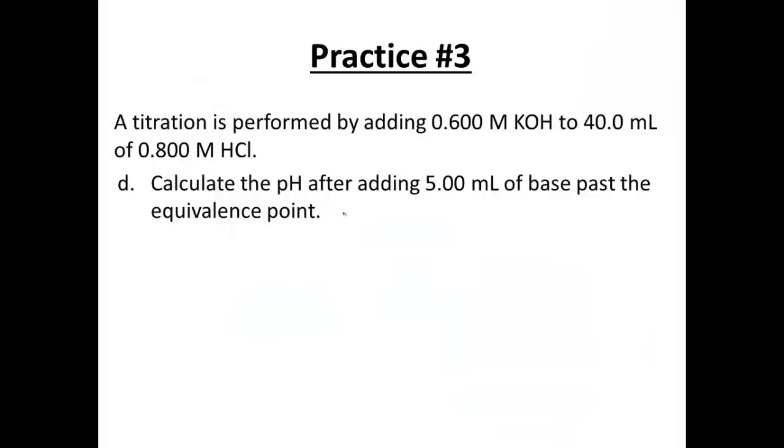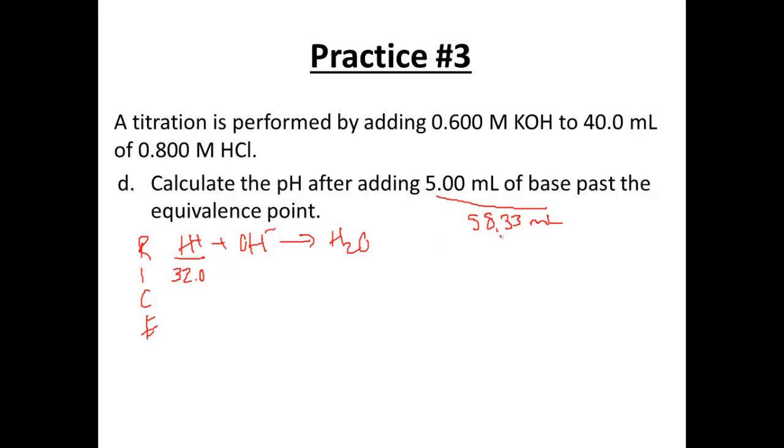Okay, last thing up in our calculations now is going beyond the equivalence point. So when you go beyond the equivalence point, 5 milliliters past the equivalence point would be 58.33 milliliters. Okay, let's just do the RICE table now. So the RICE table is our same reaction of H plus and OH minus. And one thing you should notice here, the initial amount of H plus is always the same. So we always assume we just go back to the starting amount, 32 millimoles.